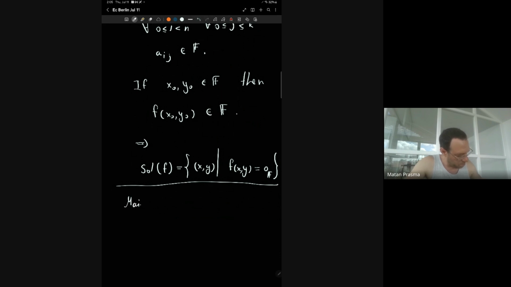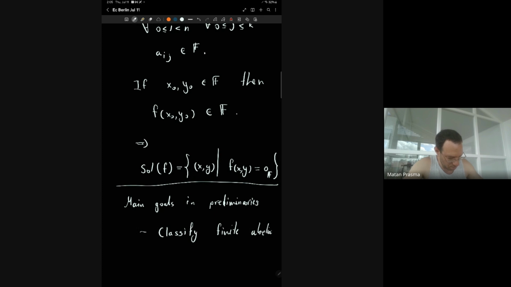the main goals in the preliminaries, let's say. So one, we want to classify finite abelian groups. And two, we want to classify finite fields.